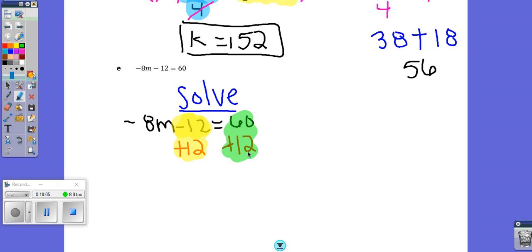Okay, so negative 12 plus 12 is 0. I know that the constant that's highlighted in yellow, this number, is negative 12. I know that it's negative because I'm subtracting, right? We talked about that. So negative 12 plus 12 is 0. So you're left with negative 8 times m on the left side, and that's equal to 72. I'm looking at the numbers in green. 60 plus 12 is 72.